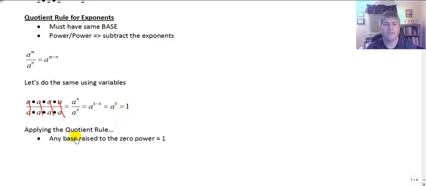So this tells us, by applying the quotient rule, any base raised to the 0 power will always be 1. So a to the 0 power is 1, and here is our proof of that particular example. It's an extension of our quotient rule of exponents.